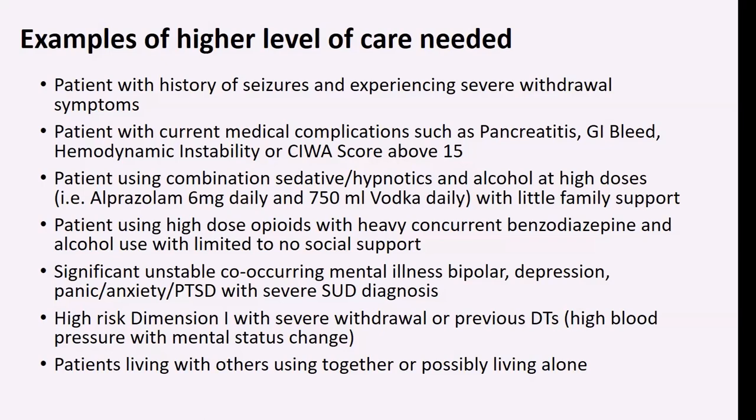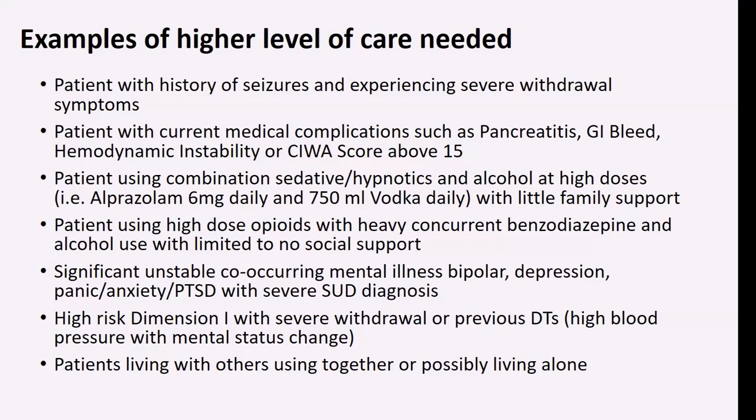Significant unstable co-occurring mental illness. They have schizophrenia. They're in a manic state. They were recently psychotic and also continue to be suicidal. This is going to be tough. If on top of that, they're using intravenous heroin and they have unstable, untreated co-occurring mental health issues, it's another situation where, on an outpatient basis, you're going to want to have them at the right level of care.